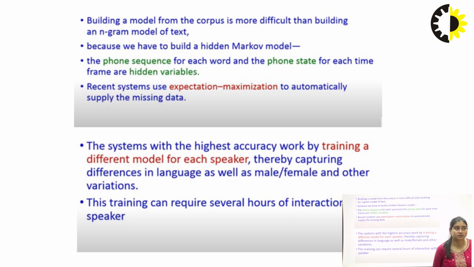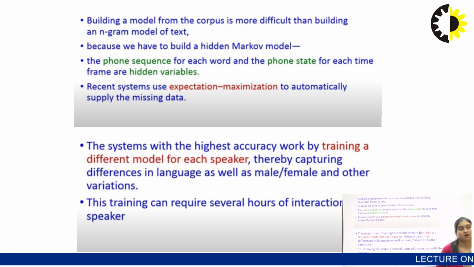Now, is it easy to build a system from the corpus? Building a model from the corpus is more difficult than building an n-gram model of text, because we have to build a hidden Markov model, HMM. It is very important. The phone sequence for each word and the phone state for each time frame are hidden variables. And recent systems use the expectation maximization algorithm to automatically supply the missing data.